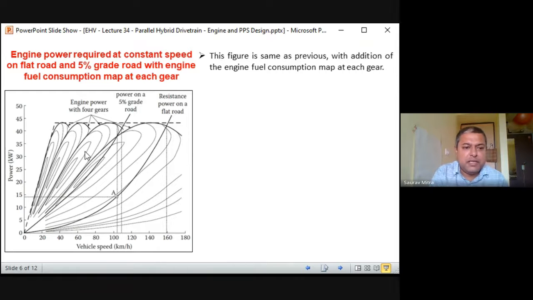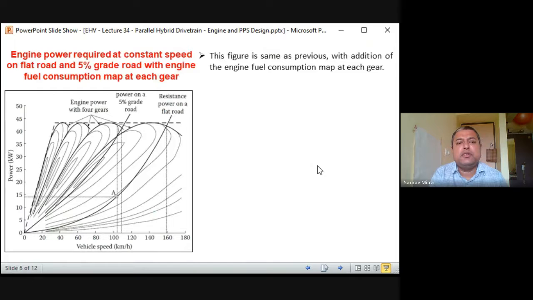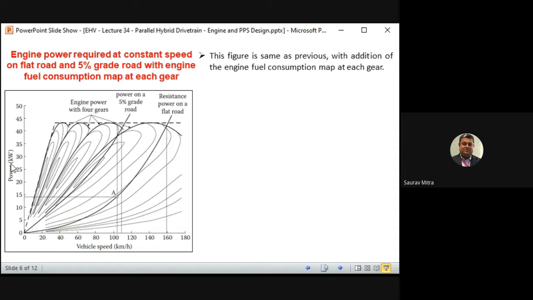So this graph, if you don't consider the internal contours, only check the dark lines. Okay, so this is the same graph as shown here. Only inside this they have drawn some contours, and those contours are actually for the fuel consumption. So this is an electric vehicle versus speed power graph. The same graph is there.